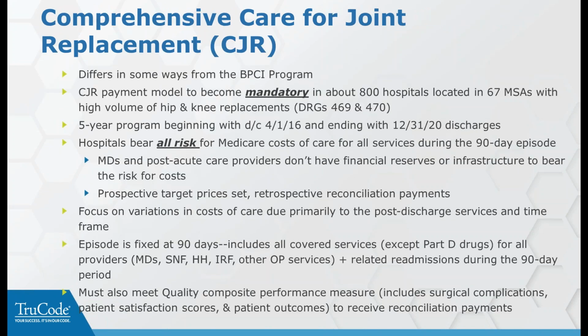Sort of a subset of that bundled payment initiative is this Comprehensive Care for Joint Replacement, or CJR program, excuse me. And as you can see, it differs in some ways from the BPCI program. First and foremost is that it's going to become not a voluntary but a mandatory program in about 800 hospitals that are located in 67 MSAs that have a high volume of hip and knee replacements coming out of those DRGs on the slide, 469 and 470. MSA, in case you're not sure about what that means, stands for Medicare Medical Savings Account, and it is a type of Medicare Advantage program or plan.